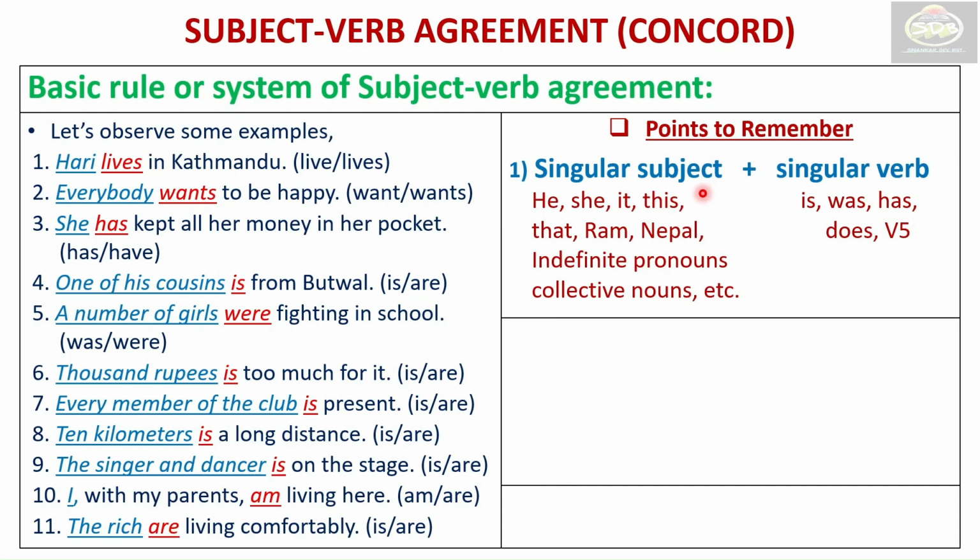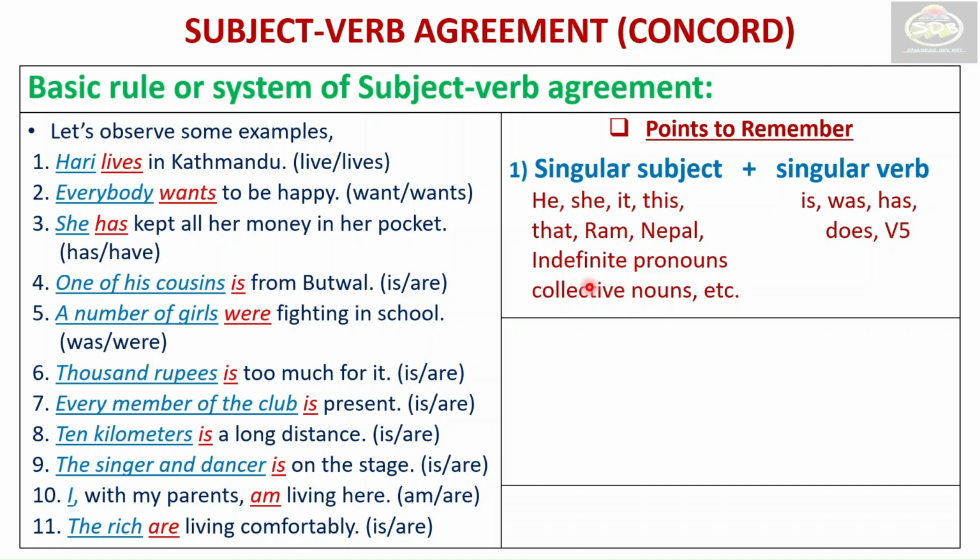If there is any singular subject in a sentence, then we must use a singular verb with such subjects. For example, these are singular subjects: he, she, it, subjects with this, that, Ram, Nepal, indefinite pronouns, collective nouns generally. They are singular subjects, and there are many more as well. We are going to learn them one by one in our following sections.